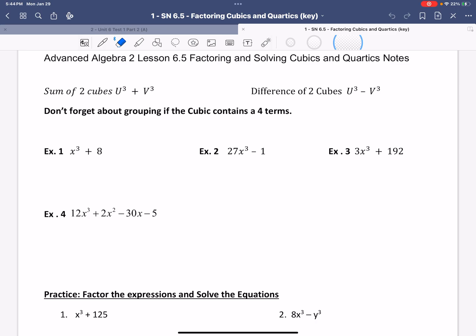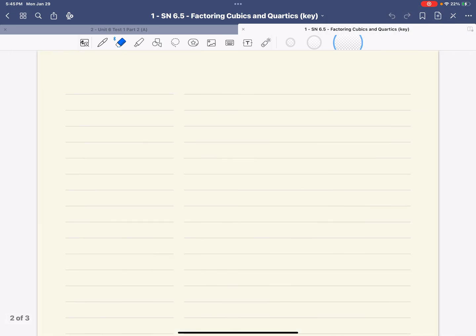Before we get started, if you are in class, we're going to be doing a warm-up. I'm going to put that warm-up here on the video. So what I need you to do is take out a sheet of paper and label it warm-up 1-30-24.